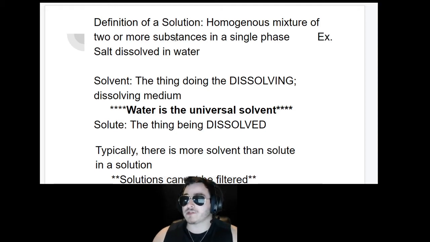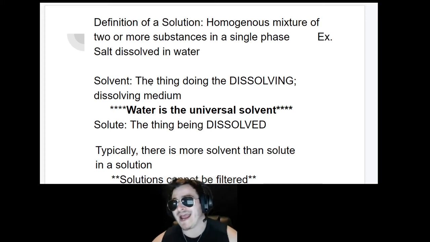If you've got salt dissolved in water, that's two components. You have your solute, which is the salt that is being dissolved, and your solvent. Almost always you have more solvent than solute. Water is the universal solvent. Why do they say that?